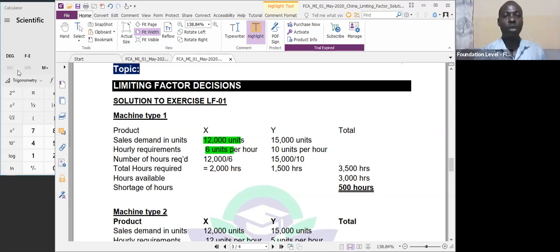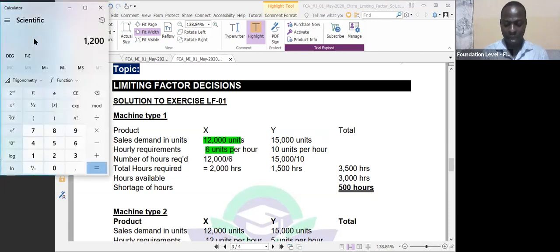Simply put, you have 12,000 units divided by 6 units per hour, which gives you 2,000 hours. So it means that if you are taking 6 units per hour, in 2,000 hours you may have done the whole 12,000 units. Now that's for product X.